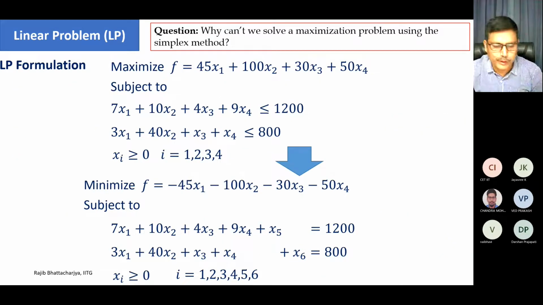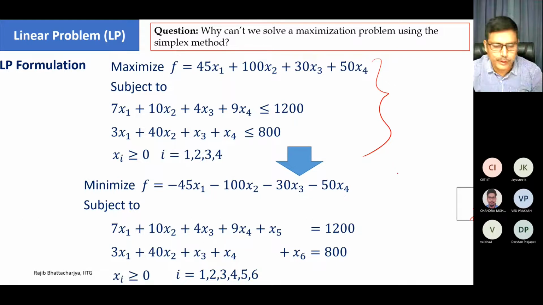There is another question. The question is why can't we solve a maximization problem using the simplex method? In the example problem that I discussed in the class, this is a maximization problem. The question is why I have converted this problem to a minimization problem. I converted this maximization problem to a minimization problem by multiplying by -1.